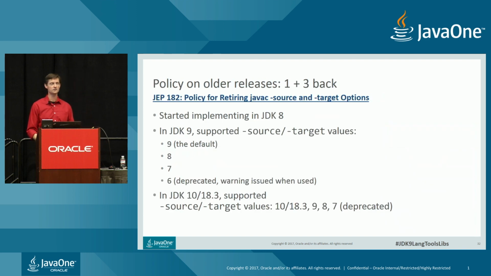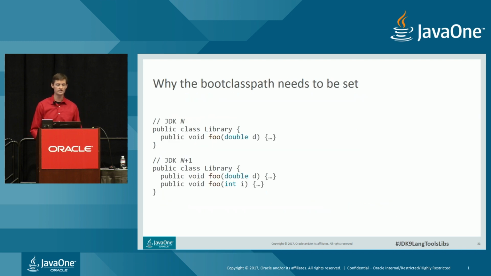A related policy change was to limit the range of source and target values we support in Javac. Starting in JDK 8, we don't support all the way back to the beginning anymore. We support the current release and then 3 back. So in JDK 9, we support 9 as well as 8, 7, and 6. And 6 is deprecated because we plan to remove it the next time we remove a release. And something similar will be done for JDK 10, which is probably going to be called 18.3 or one of the subsequent releases. Now, why do you need to set the boot class path?